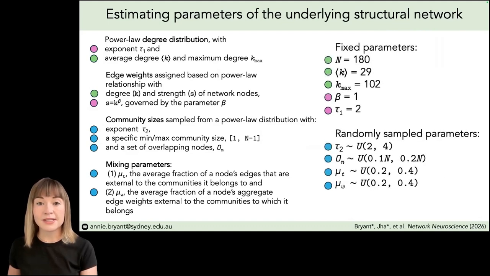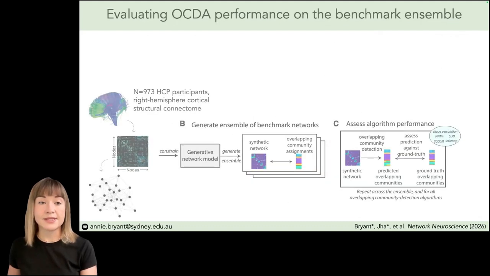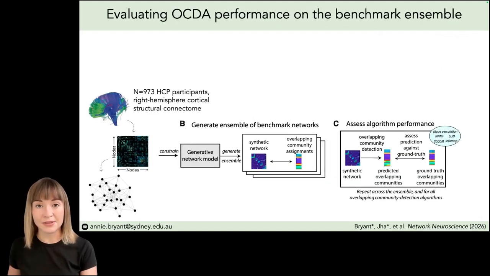And so here I'm showing the set of values for our fixed parameters, either fixed directly to match the empirical structural connectome in green, or estimated from the power law degree distribution fit in pink, or else randomly sampled from the specified ranges chosen to sweep a reasonable range of plausible empirical values. Okay, so now that we've covered how the ensemble of benchmark networks is simulated, let's look at how we evaluate performance of our suite of OCDAs on this benchmark ensemble.